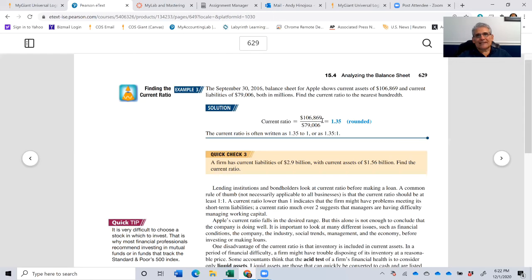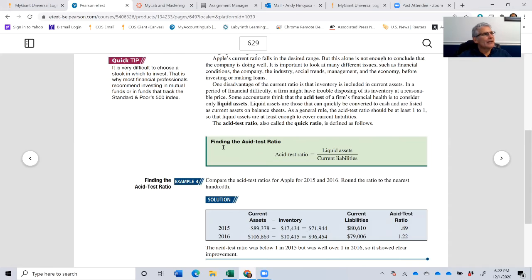So 106,869 divided by 79,006, and that gives us 1.35. So our current ratio is equal to 1.35. That means for every dollar we owe in current liabilities, we have $1.35 ready to pay for that liability. We can also look at what's referred to as the asset test ratio.